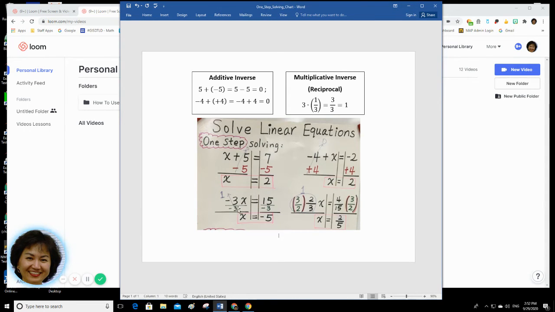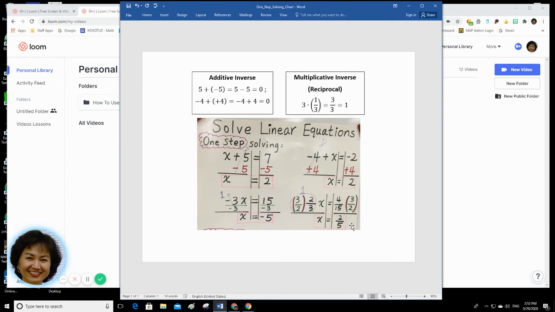The left side, you can see negative 3 divided by negative 3 becomes 1. So we get this x left on the left side by itself. The right side, we have 15 divided by negative 3, so we get a negative 5. So x equals negative 5 is our answer for this example.